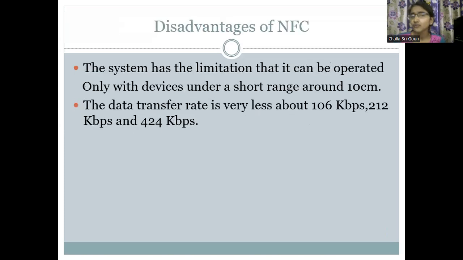Coming to the disadvantages, I told you that in NFC, the distance between the two devices is 4 centimeters or less than 4 centimeters. So that is the major limitation. And the second most important thing is, we discussed that the data transfer rate is very low. So that is also considered to be one of the limitations of this NFC technology.